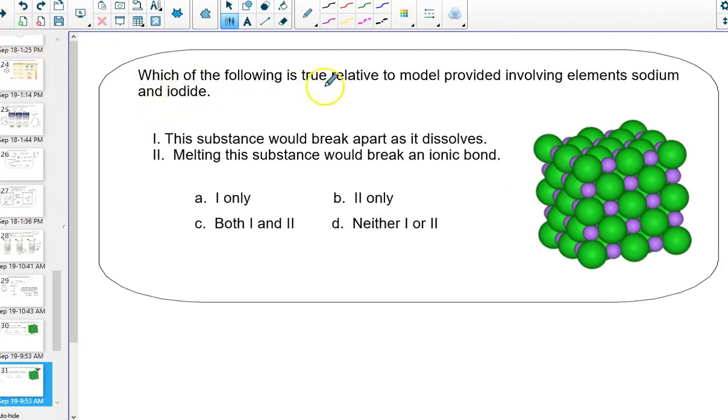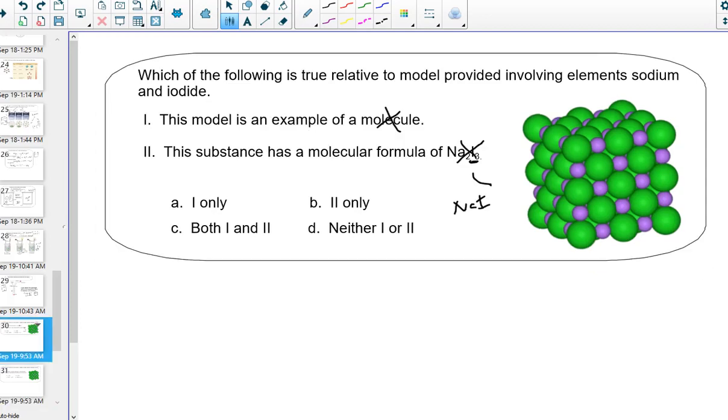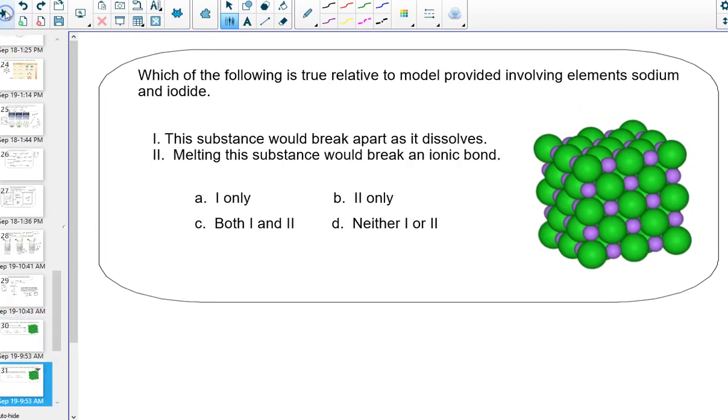Next one. Which of the following is true relative to a model provided involving elements of sodium and iodide? I think we just do this one. Another example, 2 different questions. Would this substance break apart as it dissolves? Yes, because it's ionic. Melting the substance would break an ionic bond? Yes, it would.